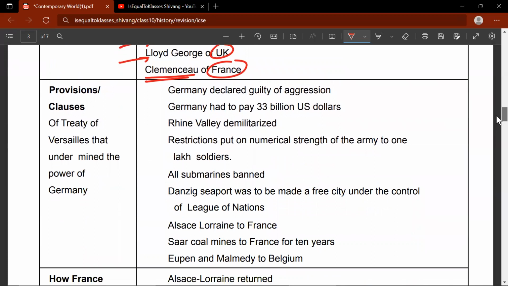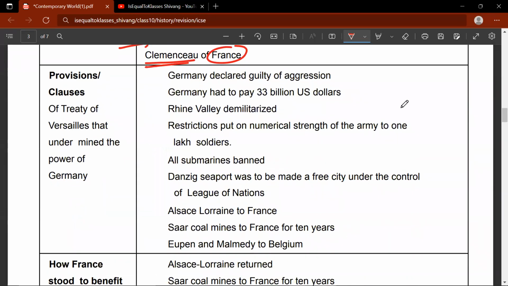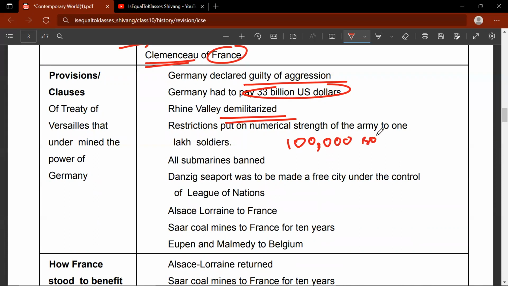Okay, provisions or clauses of the Treaty of Versailles that undermined the power of Germany. Germany was declared guilty of aggression. Germany had to pay 33 billion US dollars. The Rhine Valley was demilitarized. By demilitarized, I mean that no military force would be stationed there. Restrictions were put on the numerical strength of the army to 1 lakh soldiers, 1 lakh in the sense 100,000 soldiers. All submarines were banned. Danzig seaport was made a free city under the control of the League of Nations. Alsace-Lorraine to France. Saar coal mines to France for 10 years. Eupen and Malmedy to Belgium.